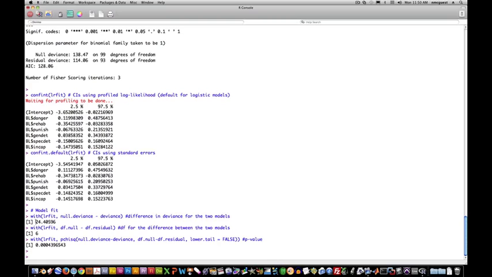So the difference here, sorry, this is the difference. I think I just said it was for the model. It is 24. Is that difference significant with 6 degrees of freedom? Yes, it is, because it's a very low p-value. That's what we're testing there. Okay, so we have a model that's significantly better than the null model.